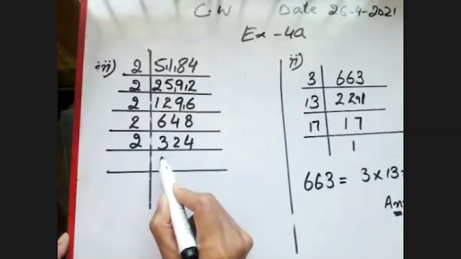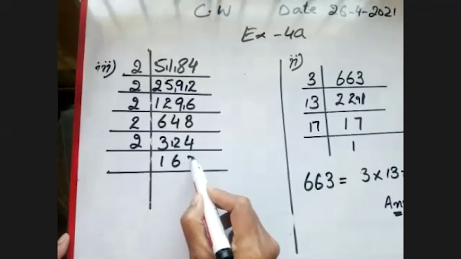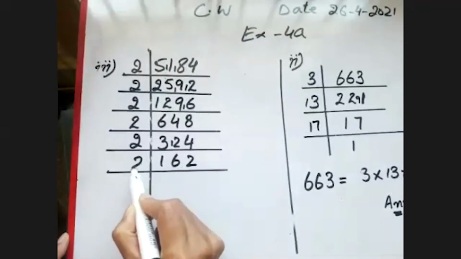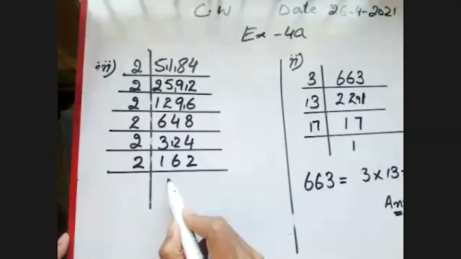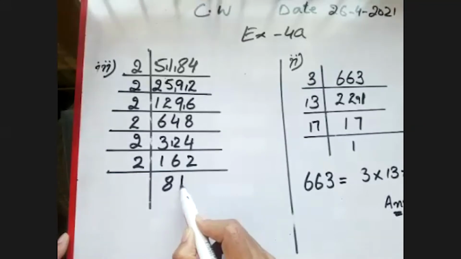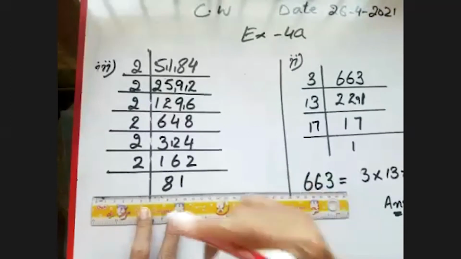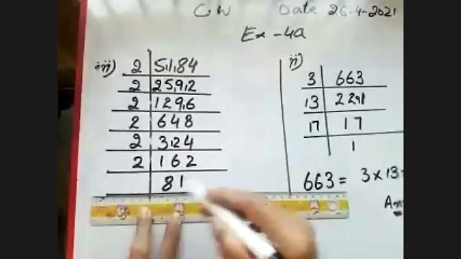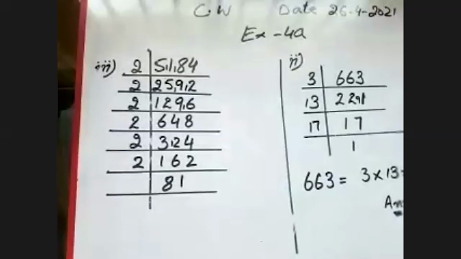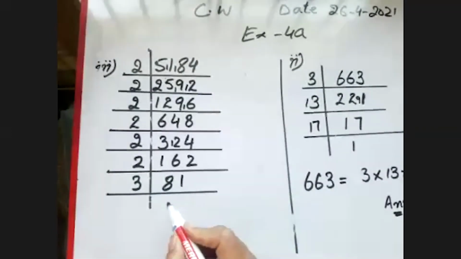2 1 is 2. 1 left. 2 6 are 12. 2 2s are 4. 2. 2 8s are 16. 2 1 is 2. 81. 8 plus 1 is 9. The sum of digits is a multiple of 3. The number is divisible by 3.